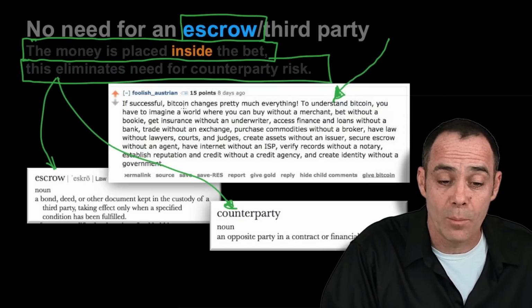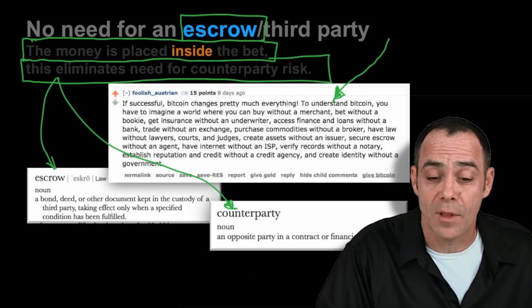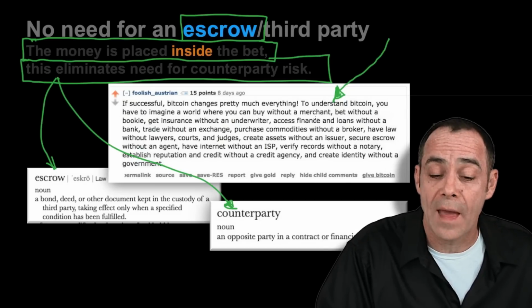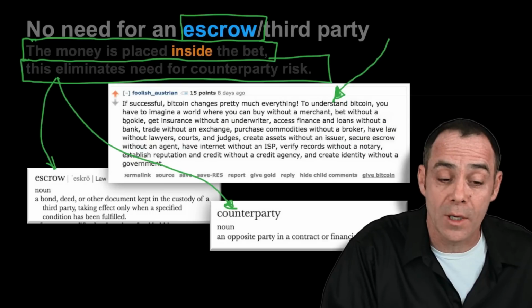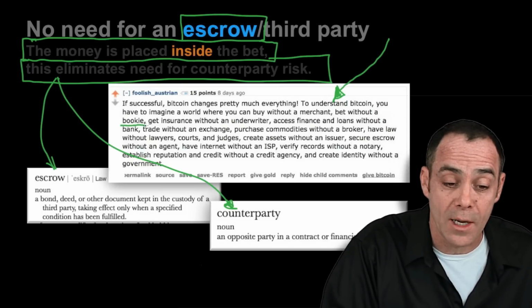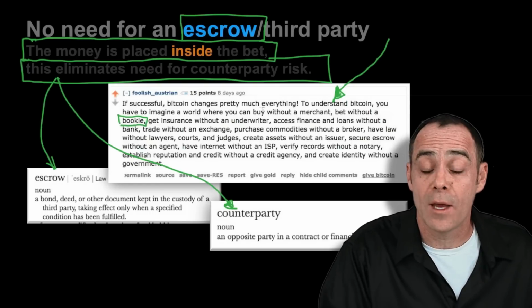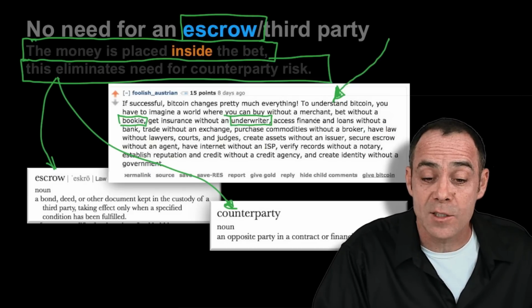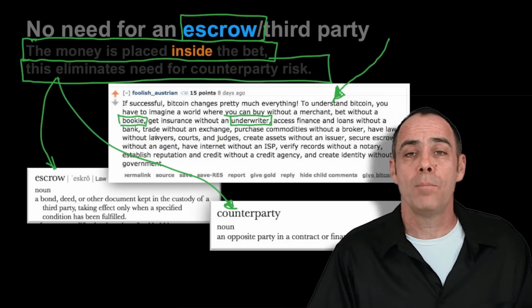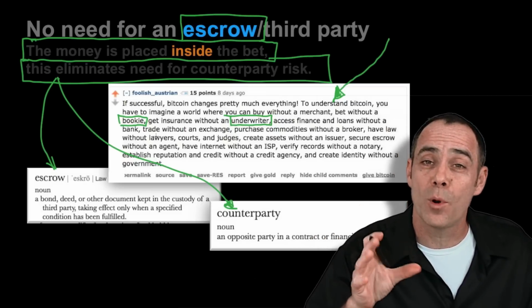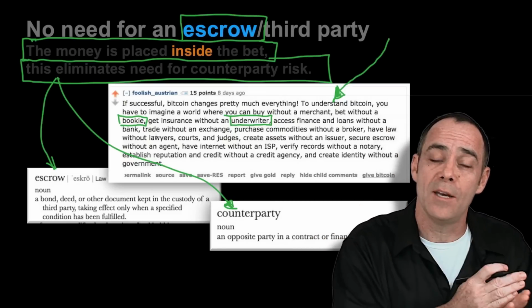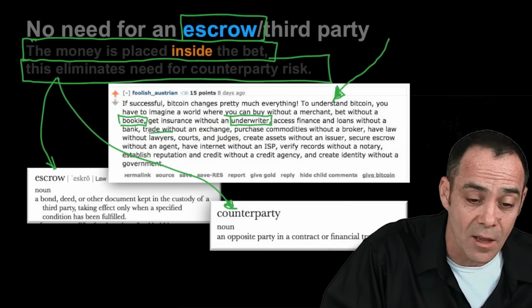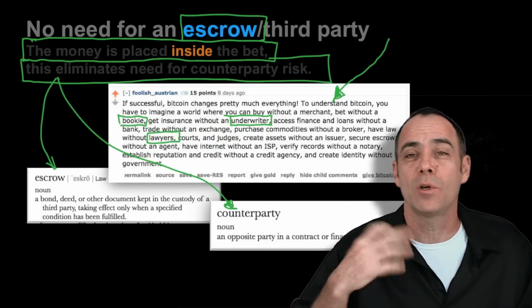If successful, Bitcoin changes pretty much everything. To understand Bitcoin, you have to imagine a world where you can buy without a merchant, bet without a bookie, okay? Bookie being the third party, being the escrow. Get insurance without an underwriter. Here again, third party, sort of an escrow. Access finance and loans without a bank. Bank in most loans is the third party. They're handling the money between the lenders and the loaners, okay? Third party gets removed. This is key for almost all ideas that we're going to see today.